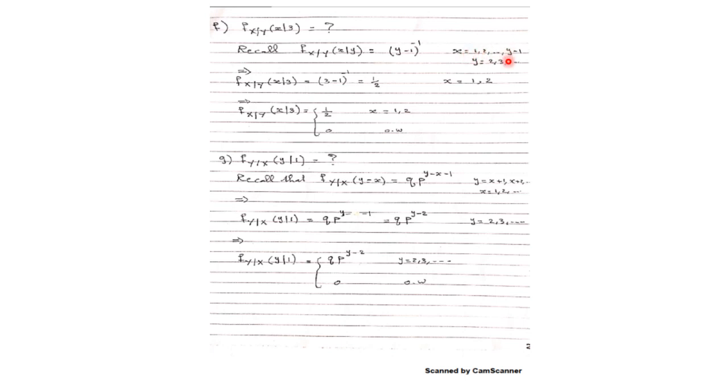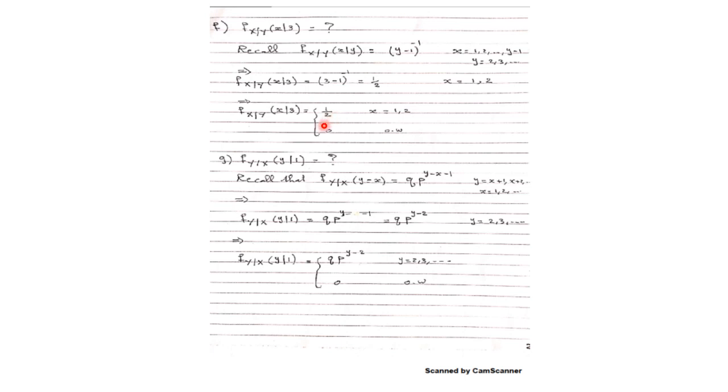If y is 3, 3 minus 1 is 2. So that means x will equal what? 1 and 2 only, and 0 for other values. Okay? In fact, it's clear that this will be a probability mass function because this is positive, and if you add, if x equals 1, the function is half. If x is 2, the function is half. Half plus half is 1. So it's really a probability mass function.